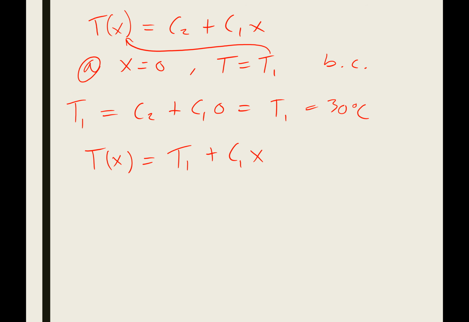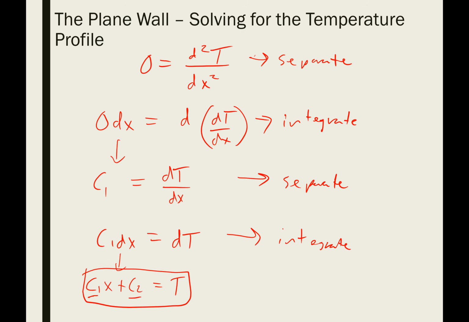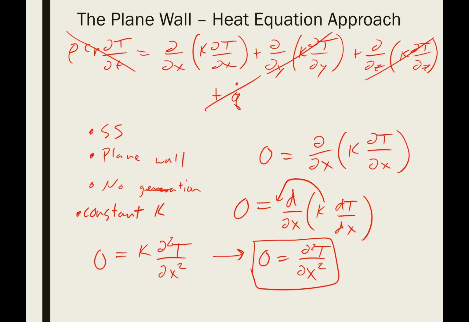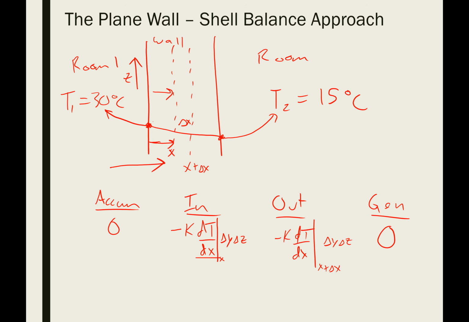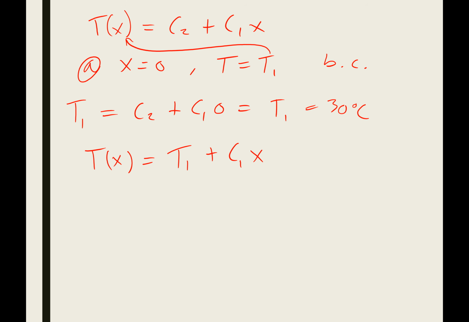Yeah, let's just assume the wall is L units thick. Let me just go back. I should have specified that. Okay, so our wall is L. That's our thickness of our wall. Okay, so how do we get this other constant of integration?